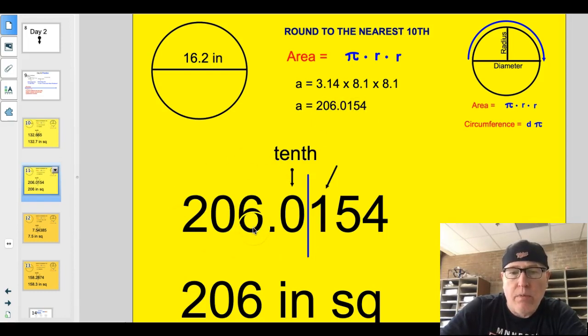Put that number down. Kind of a weird one. But look in the tenth spot. We've got a 0 there. Put a door in. Look behind the door. Some people say someone's knocking on the door. Is there enough to pop that guy up for one more? Well, no. This is 4 to the floor. This is too small. This guy just stays as a 0. So you could call it 206.0 inches squared. I just leave it as 206 because 0.0 and nothing is the same thing.